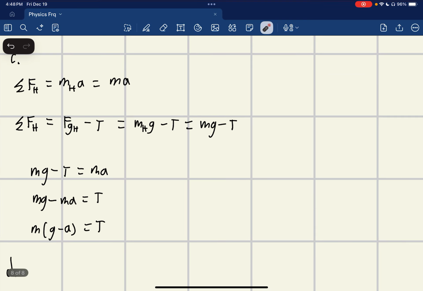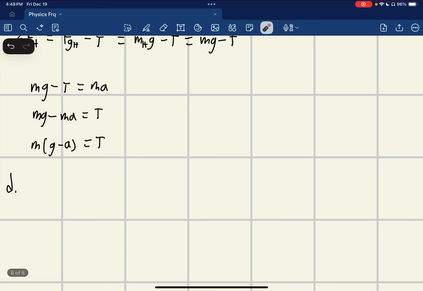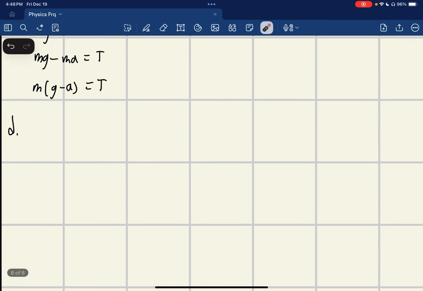And then your T would increase, because in part C we solved for T, and T is equal to m times g minus a. And since your A decreases and your lowercase m and your G are the same, your G is being subtracted by a smaller number. That means that m will be multiplying by a bigger number, therefore T will be greater. Okay.